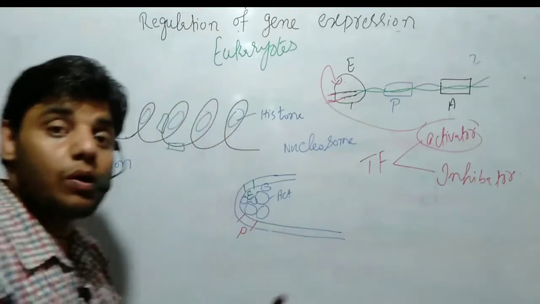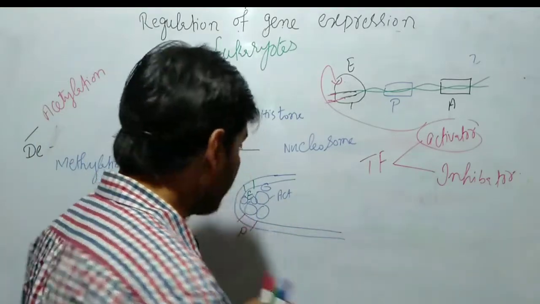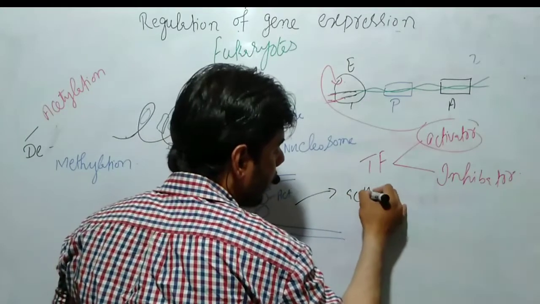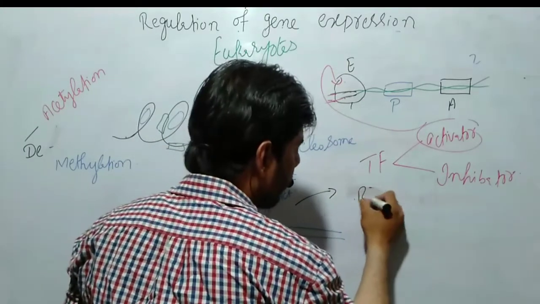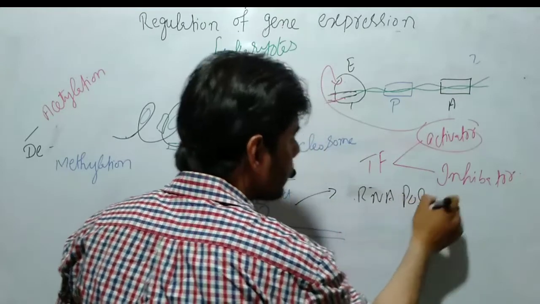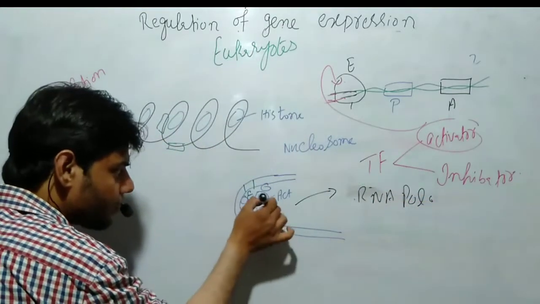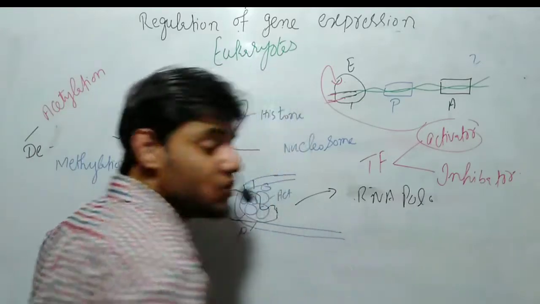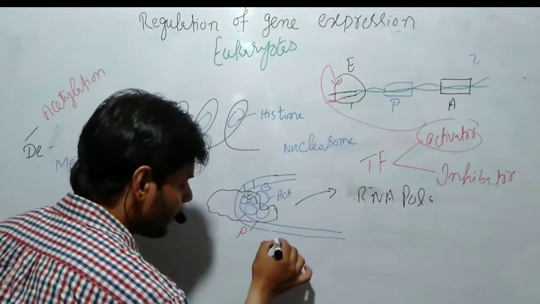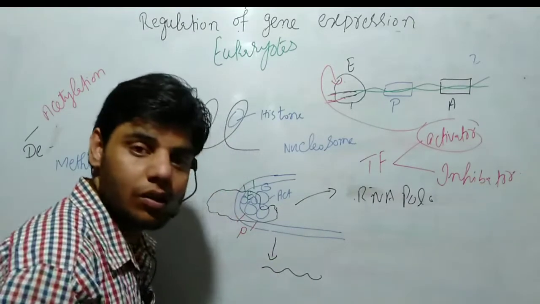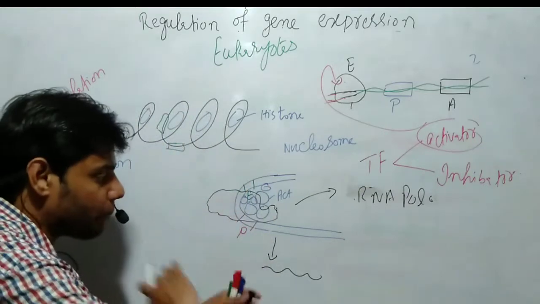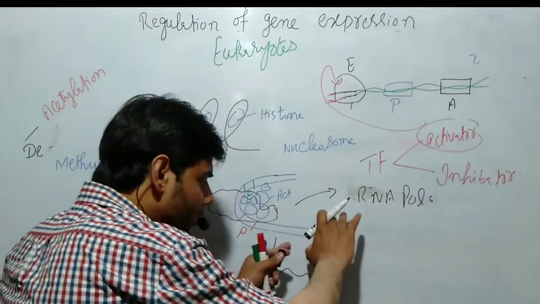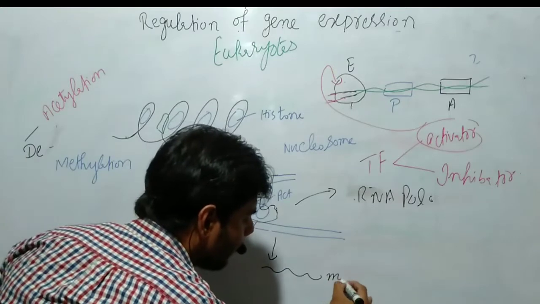This transcription factor will cause the attraction of RNA polymerase when the loop is formed. So RNA polymerase will be attracted and bind here, and it will cause the gene expression, and we get the RNA. This is how the process will be activated. When the polymerase enzyme is working, it transcribes the RNA, which we call mRNA.